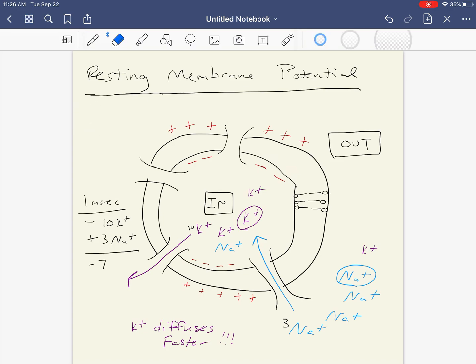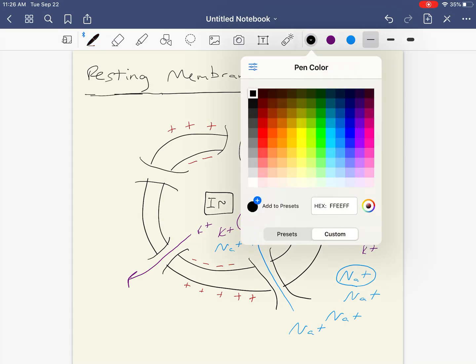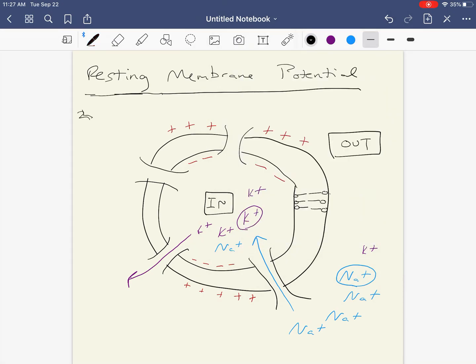And then, excuse me, we talked about one last thing. So let's clear this out so we can better understand. We'll remove the 10 and the 3. Okay. The last thing we talked about had to deal with the sodium-potassium pump.